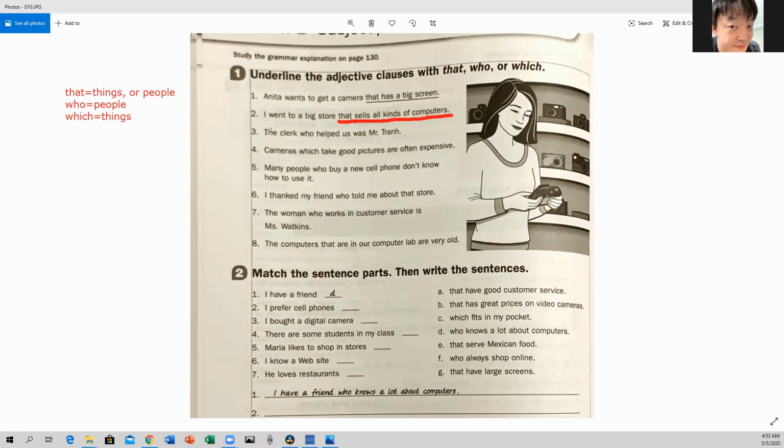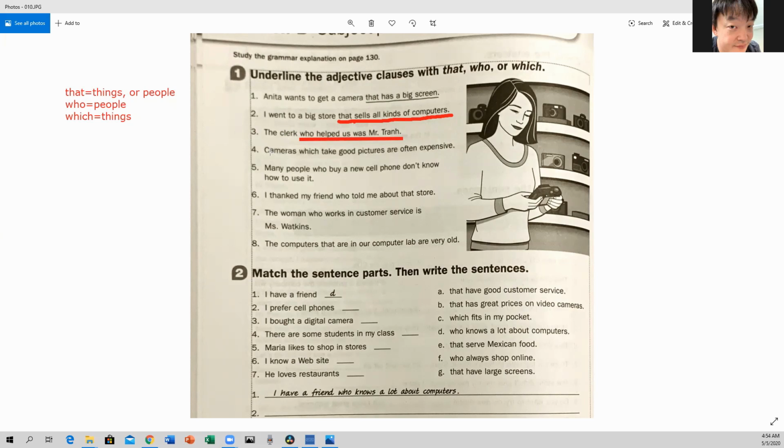Again, number 3, the clerk. What clerk? What kind of clerk? A clerk who helped us was Mr. Tran. The clerk who helped us was Mr. Tran. See how this sentence here helps clarify the understanding of this noun here, clerk.